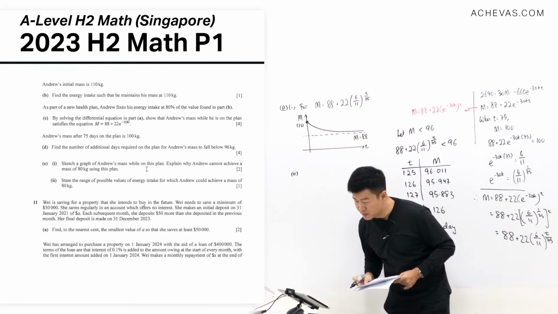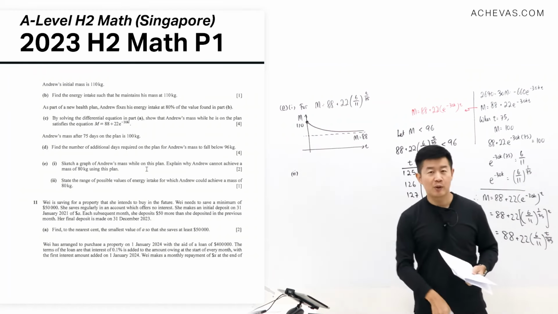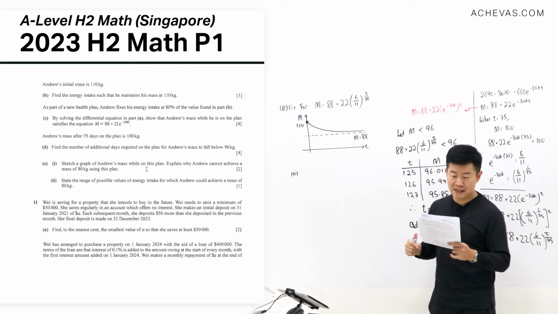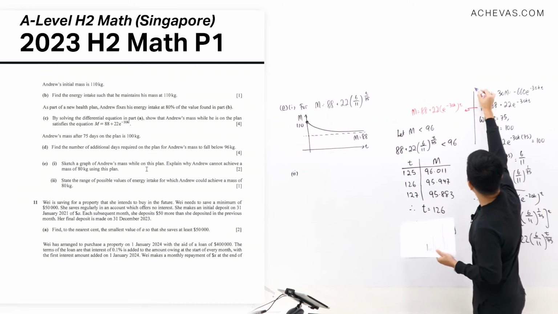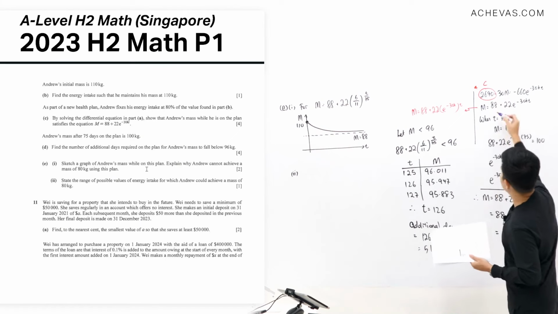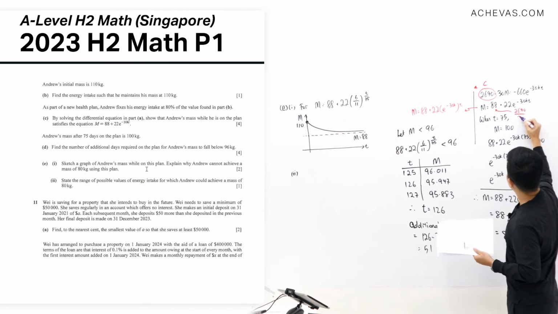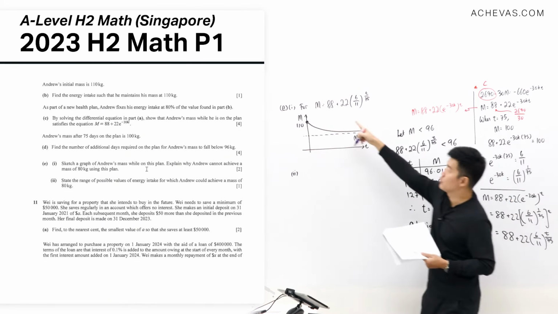For part 2, we want to state the range of possible values of energy intake for which Andrew could achieve a mass of 80 kg. This will require us to think of the entire process that we calculated for this second plan. The energy intake is actually this value here. This was the C, and that became 88, which means that this 88 over here was 2640 over 30. That gives us this 88, and this 88 is going to become here.